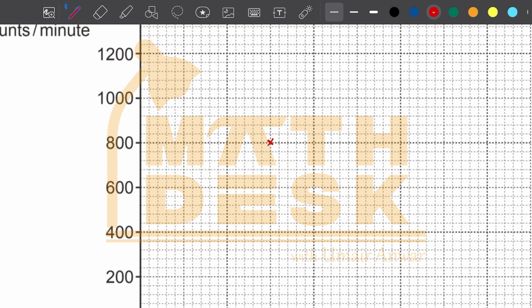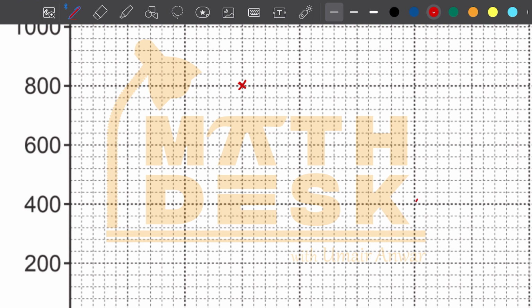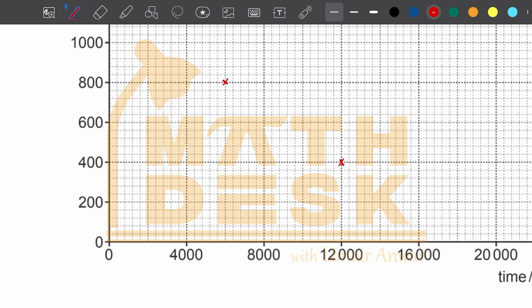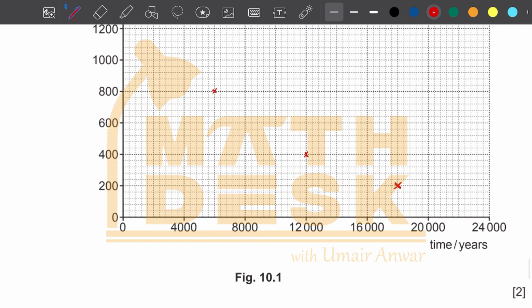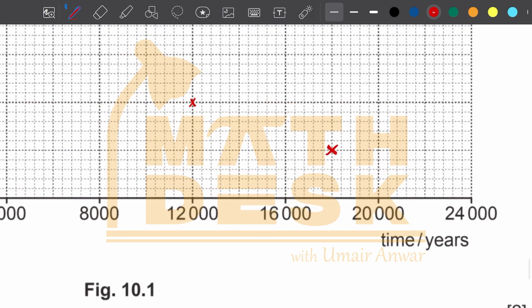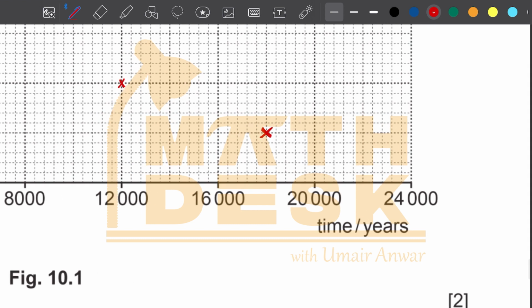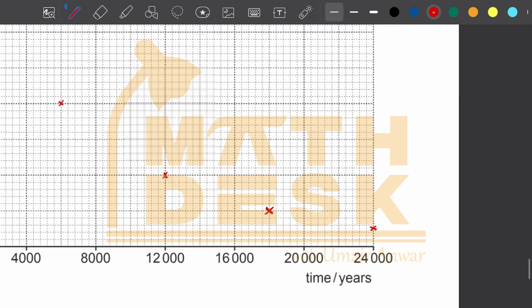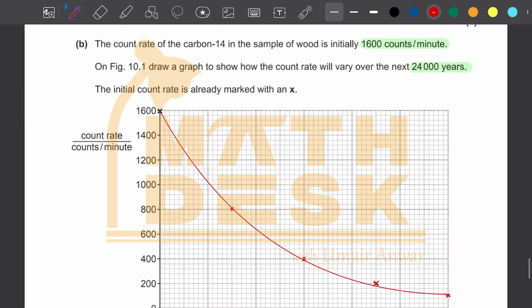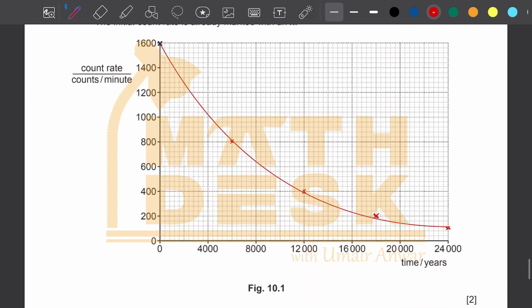Then after a further 6,000 years, we have the value of 400 at 12,000 years. Then after a further 6,000 years, the value would be 200, and similarly after a further 6,000 years the value would be 100, so it would be marked here. Now if we draw the curve, this is how the decay curve would be formed using this data.